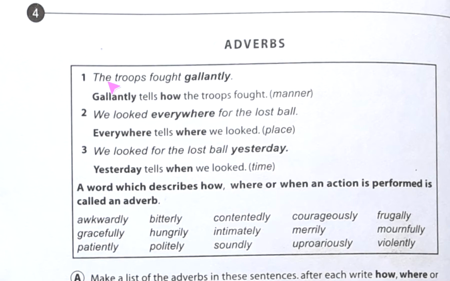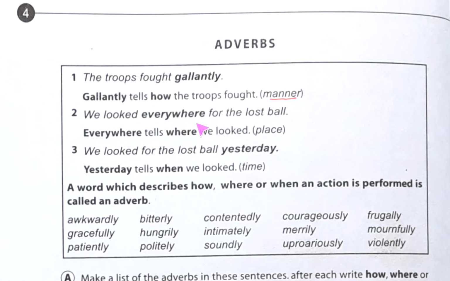In the first place it is written, the troops fought gallantly. Here gallantly tells how the troops fought. This is called manner. This is a type of adverb. Number 2, we looked everywhere for the lost ball. Here everywhere tells where we looked. This is place. We looked for the lost ball yesterday. Yesterday tells when we looked. This is the time.